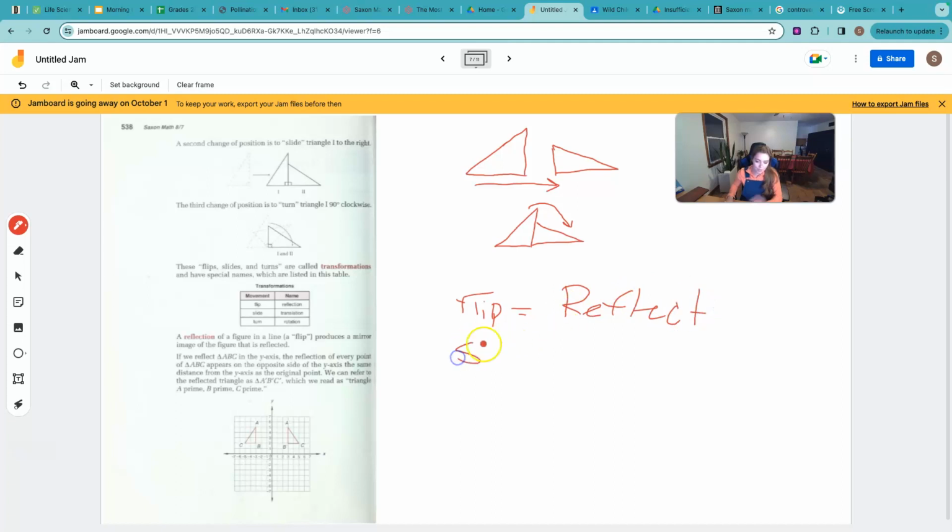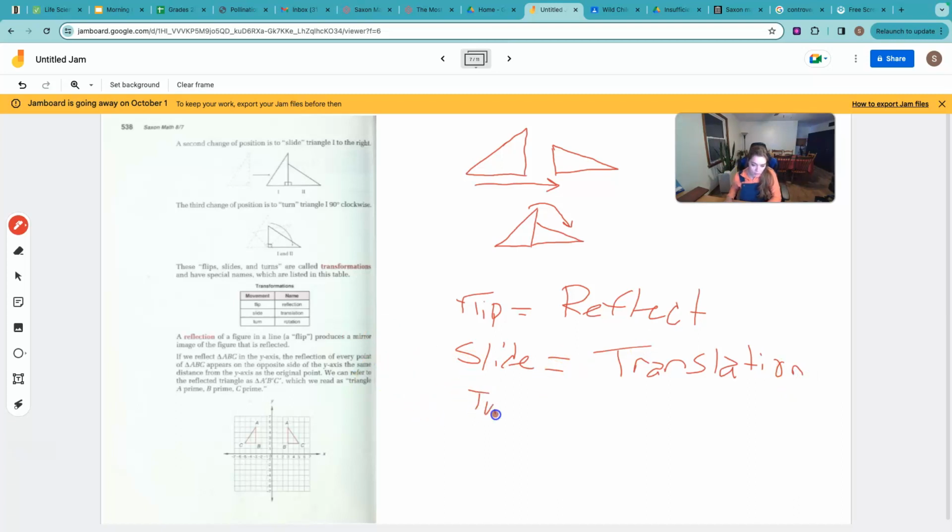A slide, remember, you're sliding over, is called a translation. If you think about a slide, you're transporting it somewhere. It's like you're putting it on a truck and it's moving. It's a translation, like transportation. So it's a translation. Remember, it's like it's moving on a truck.